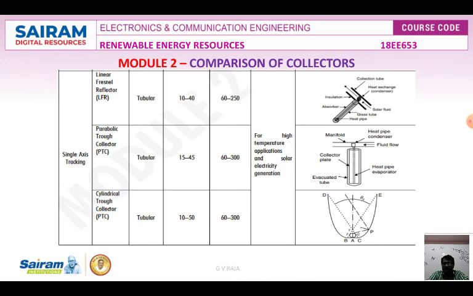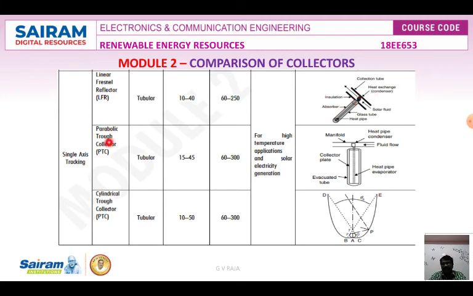Next one is the single axis tracking collector. There are three types of single axis tracking collector: linear Fresnel reflector, parabolic trough collector, and cylindrical trough collector. The linear Fresnel collector uses a tubular absorber, the CCR is 10 to 40, and an operating temperature of 60 to 250 degrees Celsius is obtained, which is used for high power and high temperature applications. This is the linear Fresnel reflector.